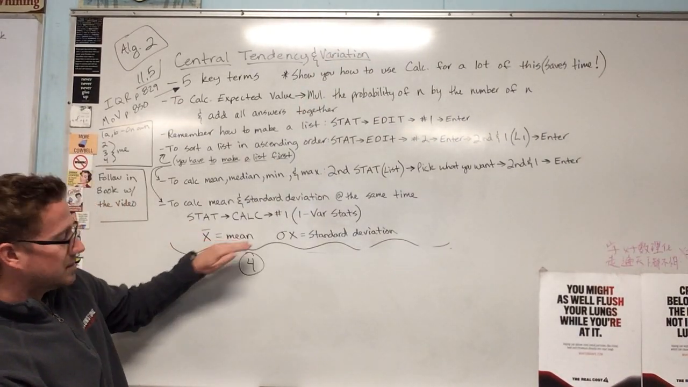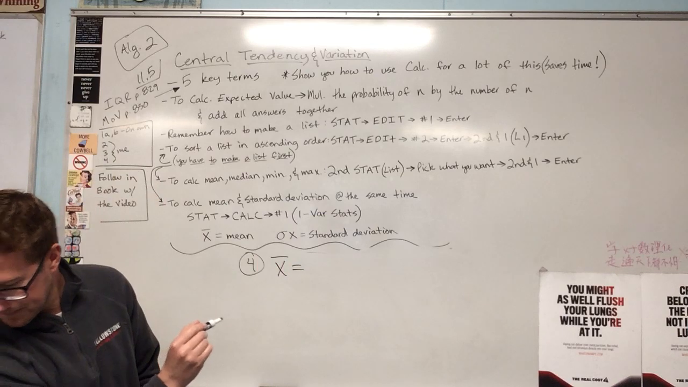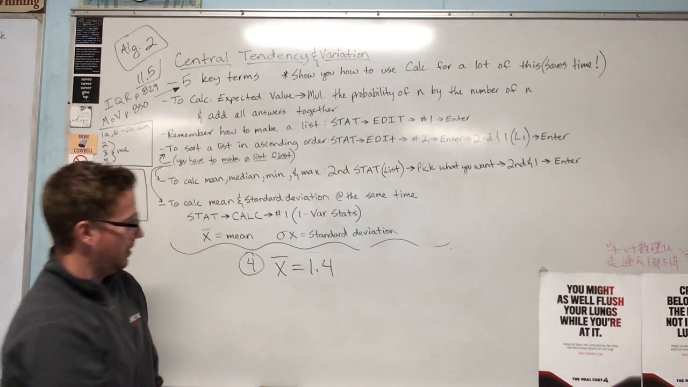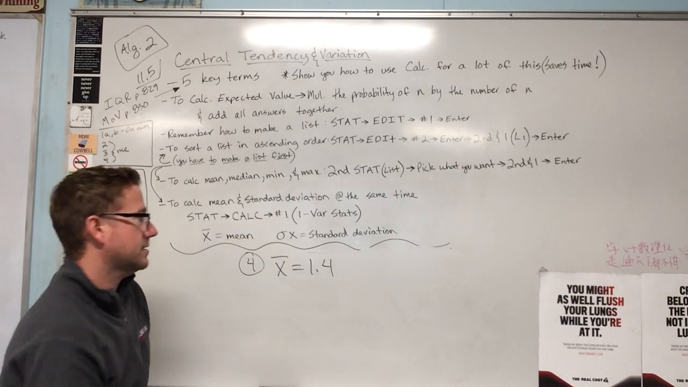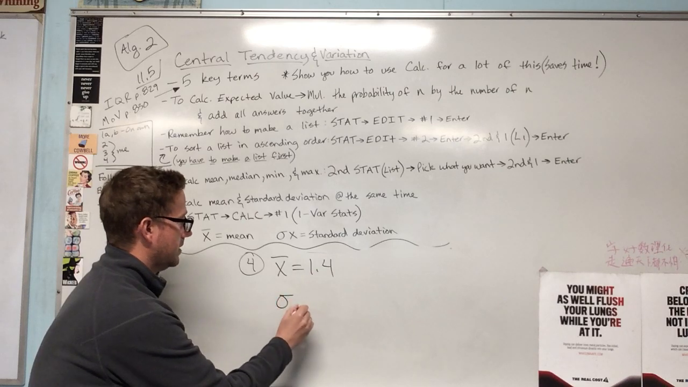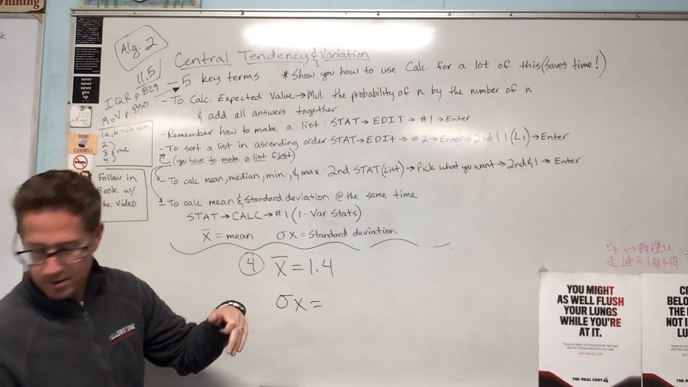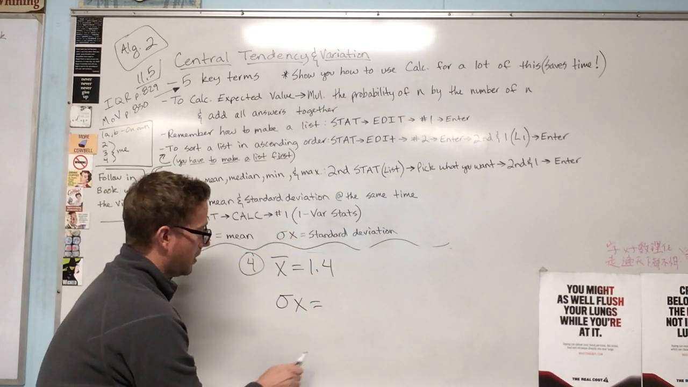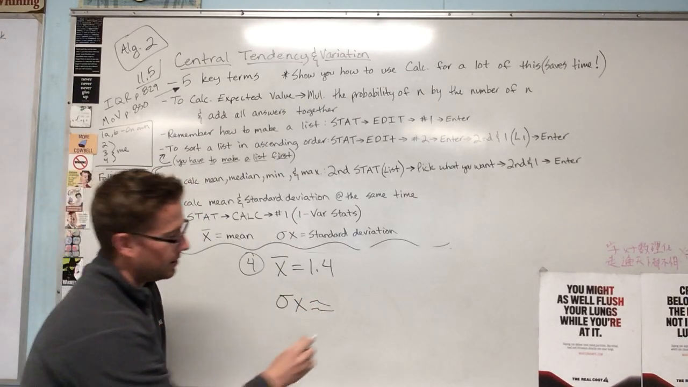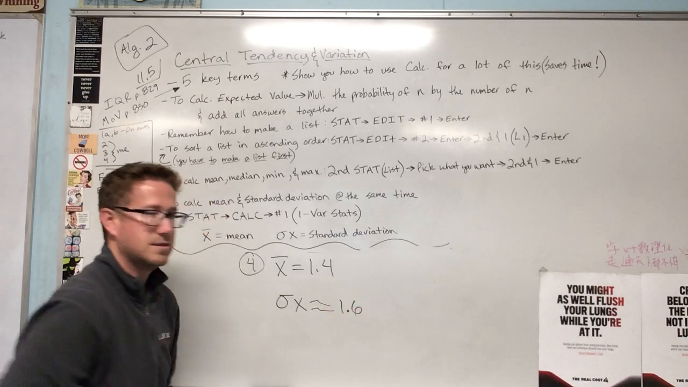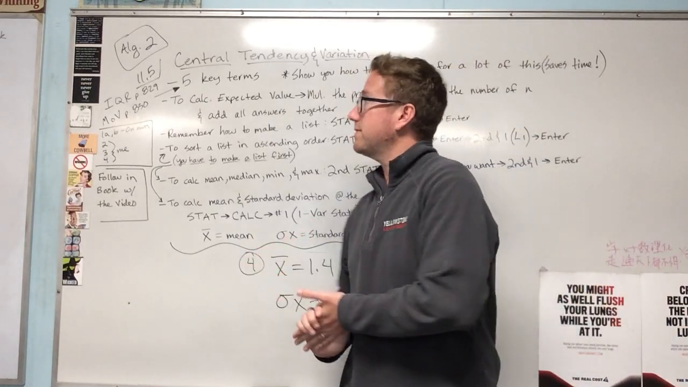That X with a bar is the mean, and when you get that, it should say 1.4. And then your standard deviation, this is going to be at the bottom of that list. And again, this is the symbol that you're going to get for that. And the standard deviation here, you're going to get more of an approximate value. This is kind of a long decimal. So an approximate value of about 1.6. Okay? Now, that covers it. That's all of section 5 right there for you.